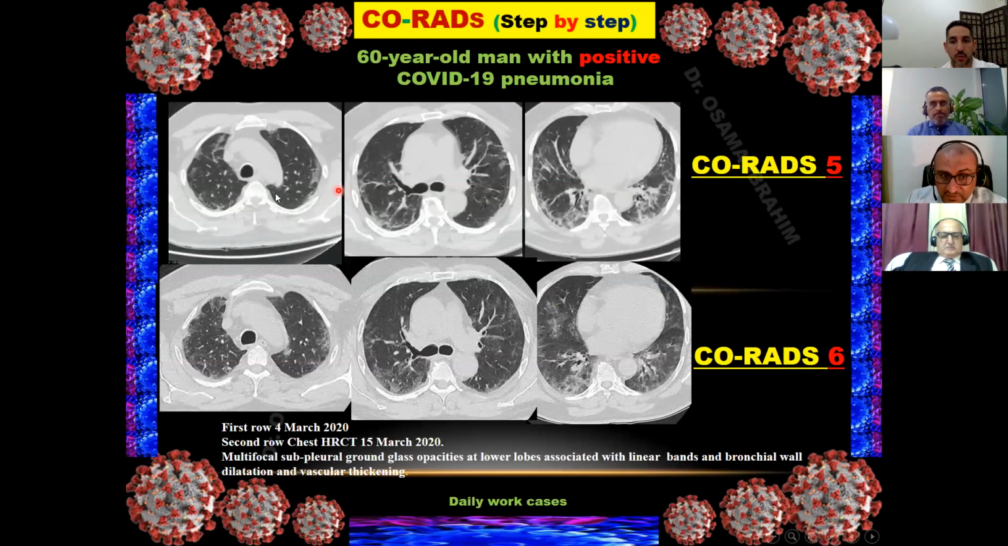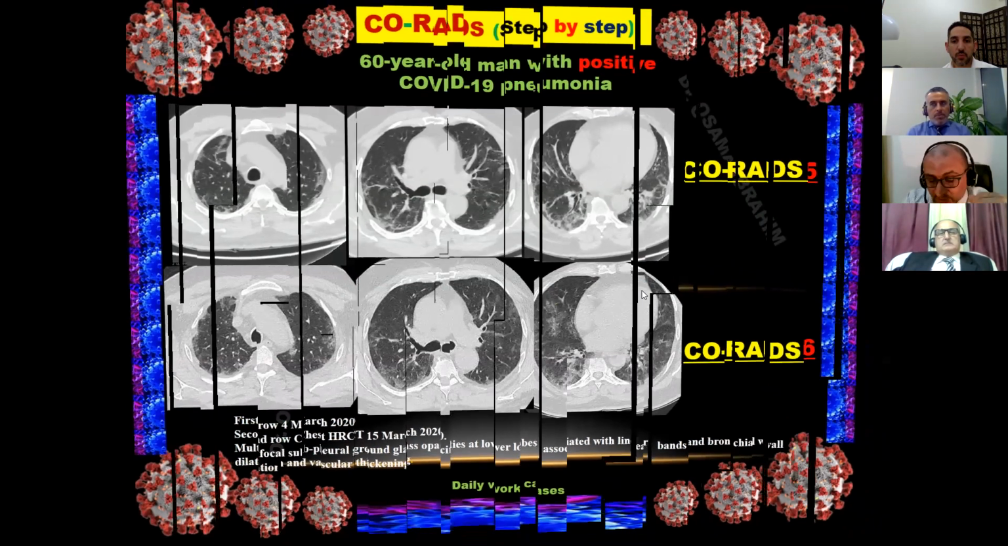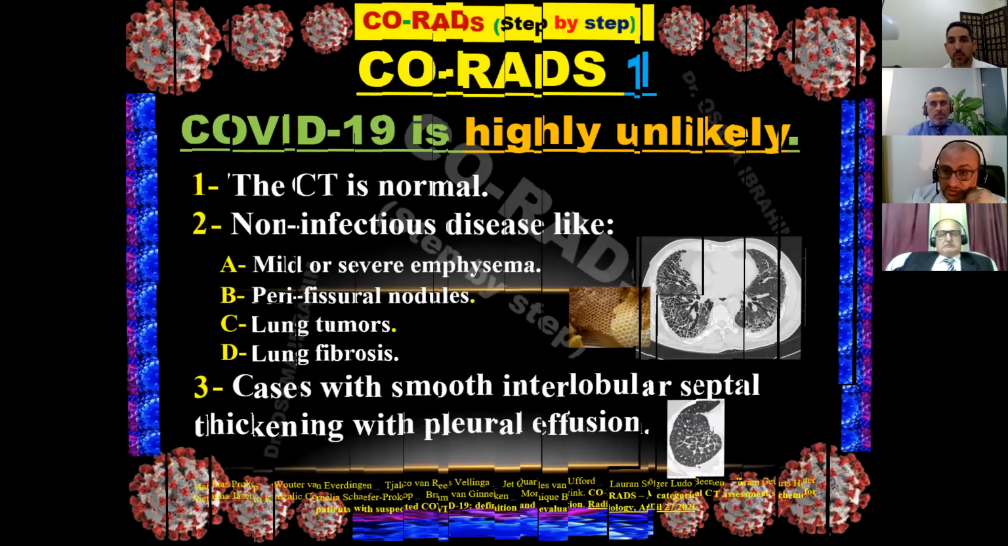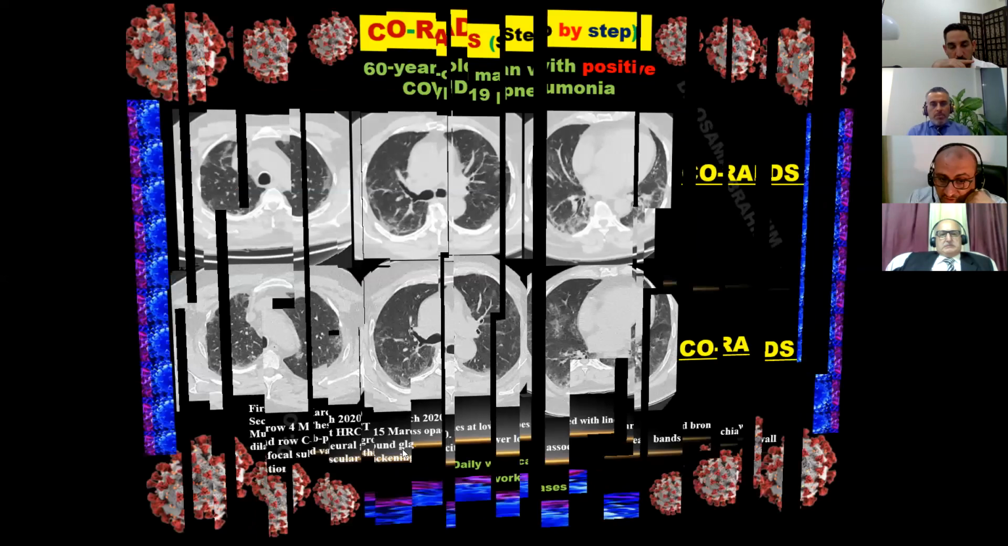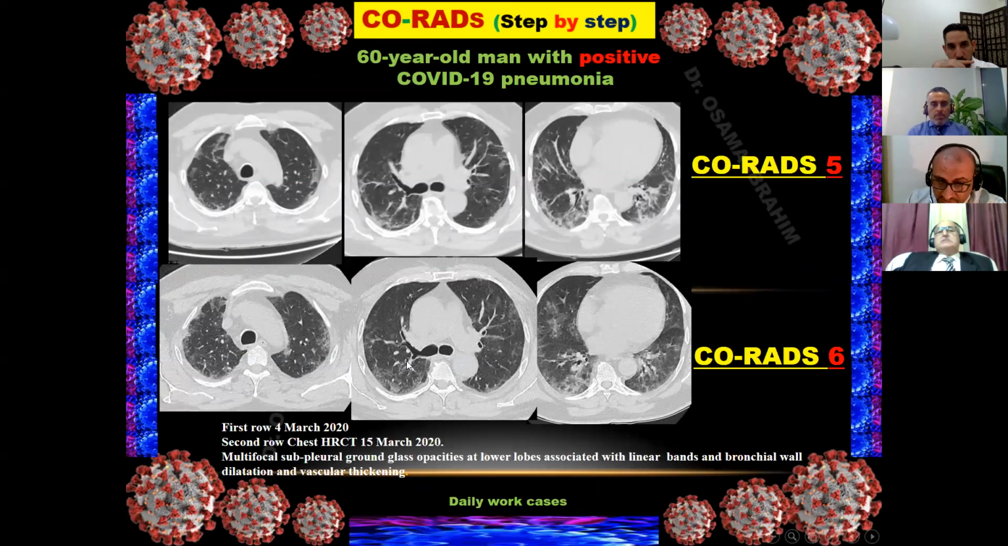Like this patient, the first row represents the initial examination on the 4th of March, and this is diagnosed as CORADS 5 because it has the typical findings of COVID-19, as there is ground glass opacity, peripheral distribution, and multiplicity. If these three items are available, I diagnose it as CORADS 5. However, when the follow-up study was done on the 15th of March, the blue row, the lower row, I diagnose it as CORADS 6 now because I already know that the patient has a positive RT-PCR test. Okay.